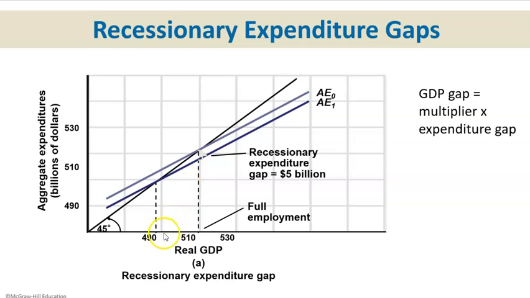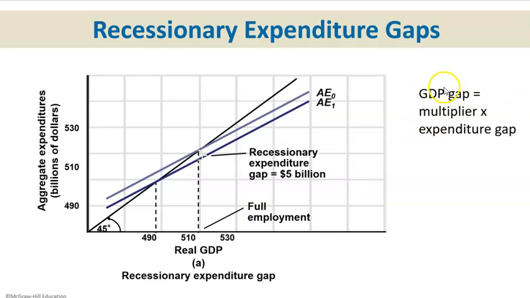We also have the GDP gap, and that's the difference between the two GDP levels. So the difference between the equilibrium GDP and the full employment level of GDP is 20 billion. That's what we would call a GDP gap. When we're working with the GDP gap or the expenditure gap, a lot of times they will give us one or the other, but we won't have both. And we'll need to solve for whichever one that we're missing.